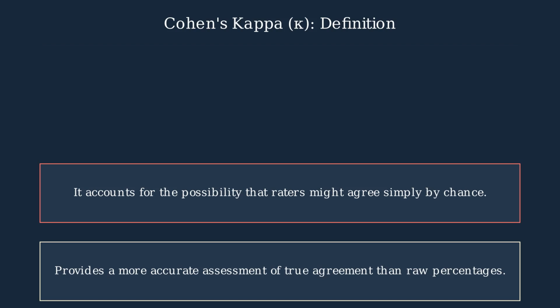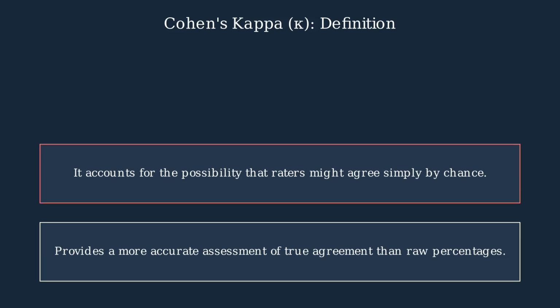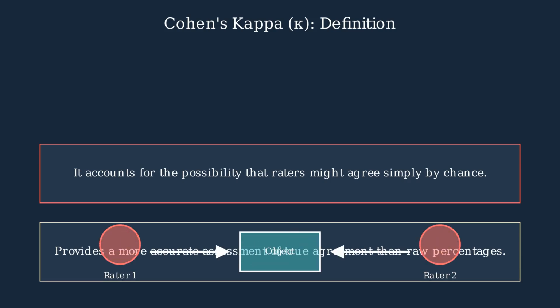The formula for Cohen's kappa subtracts the probability of chance agreement from the observed agreement and then divides by the maximum possible value of this difference. In a typical scenario, two raters independently classify the same objects into categories. Kappa measures how much they agree beyond what would be expected by chance.